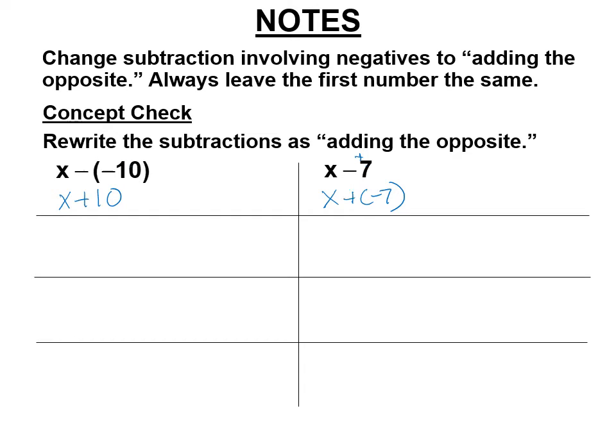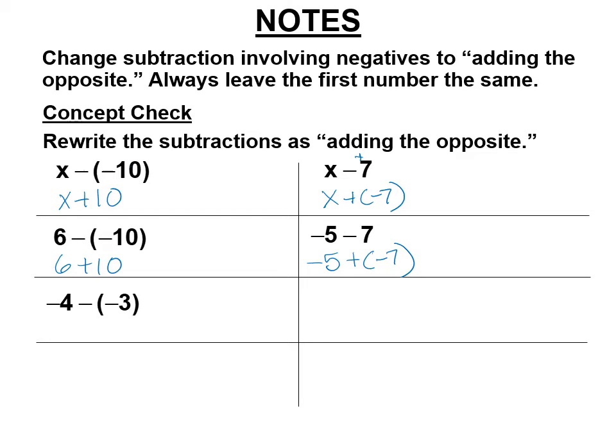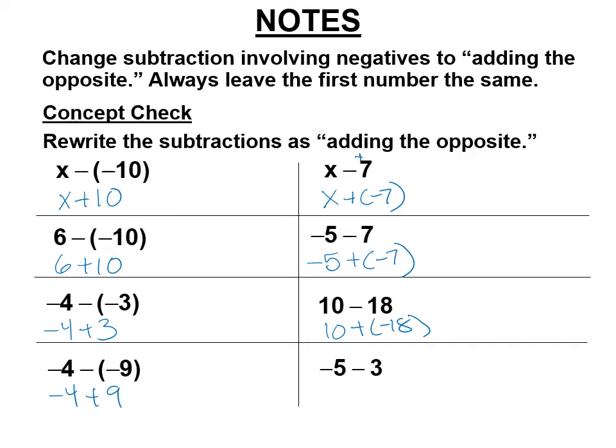All right, so we're going to just practice that over and over. We're not answering them. So 6 minus negative 10 is the same as 6 plus 10. Negative 5 minus 7 is the same as negative 5 plus negative 7. Negative 4 minus negative 3 is the same as negative 4 plus 3. 10 minus 18, not 8. It's 10 plus negative 18. Negative 8. Negative 4 minus negative 9 is negative 4 plus 9, same answer. Negative 5 minus negative 3, same as negative 5 plus negative 3.